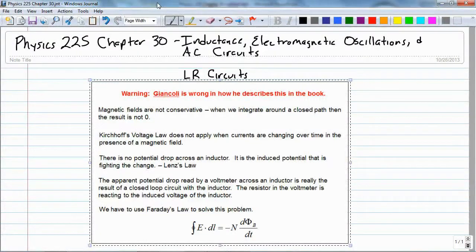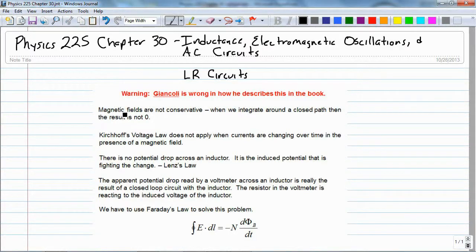One of the points that I wanted to highlight in the book is there is a section where Giancoli is just wrong, and that's dealing with inductor resistor circuits, and we get into AC circuits also. Now, we will come up with the exact same formulas that he comes up with, but I don't want to take you down the path of thinking that the way Giancoli is doing this is correct. And here are the reasons that it's not correct when he does his analysis.